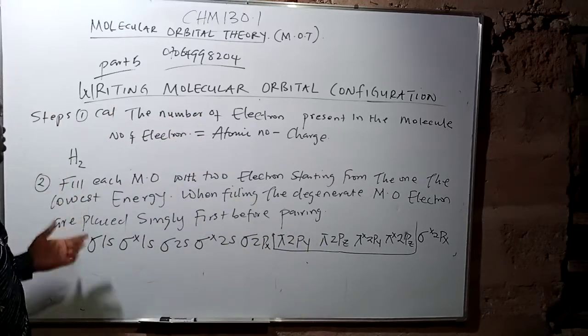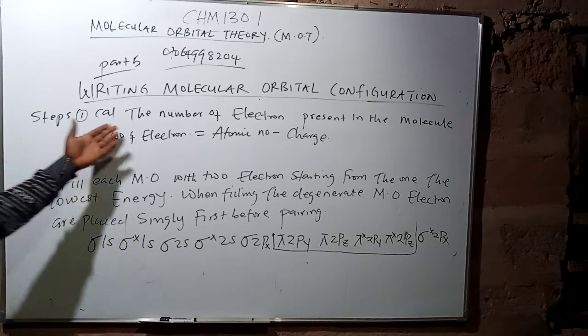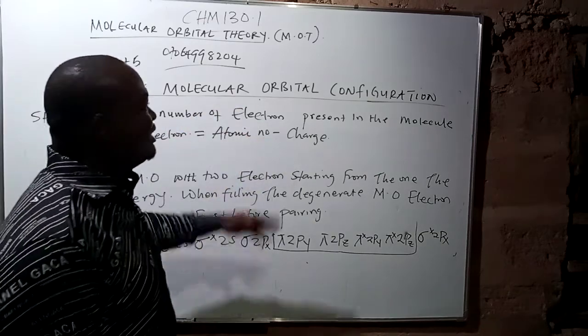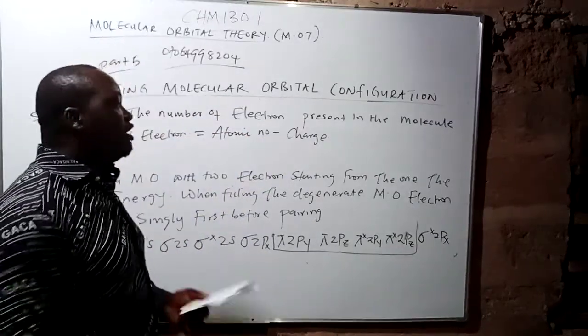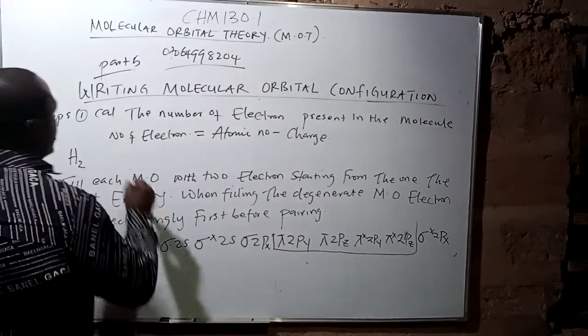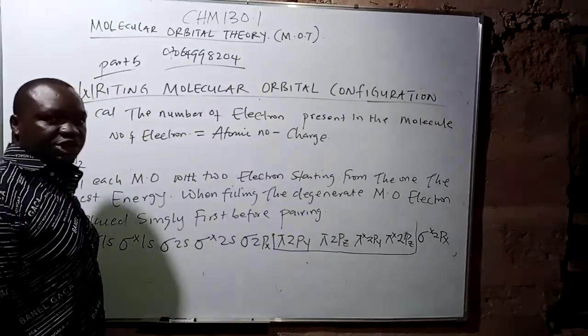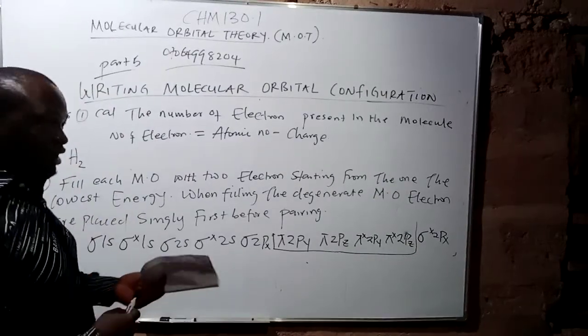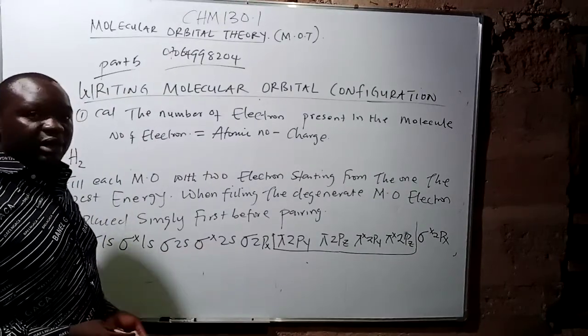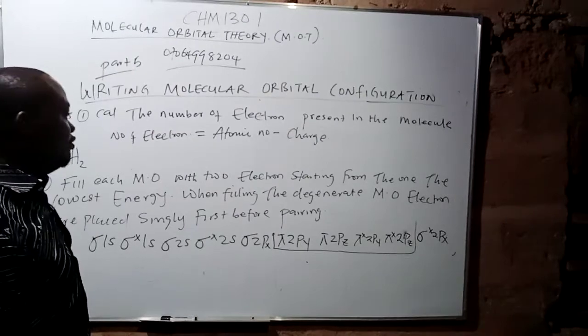Now, we have two steps involved. The first one is to calculate the number of electrons present in the molecule. The formula for calculating the number of electrons is: number of electrons is equal to atomic number minus charge. So you have to know, at least, your first 20 elements, the atomic number, very well.